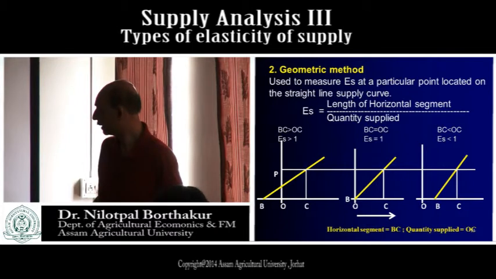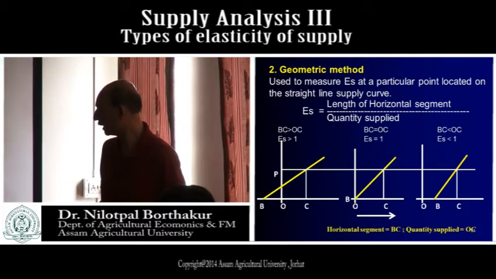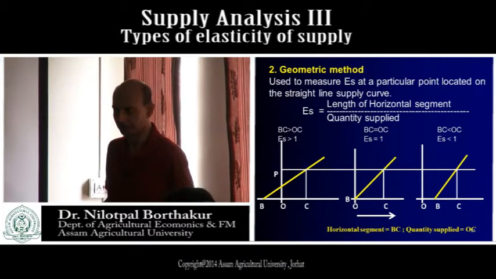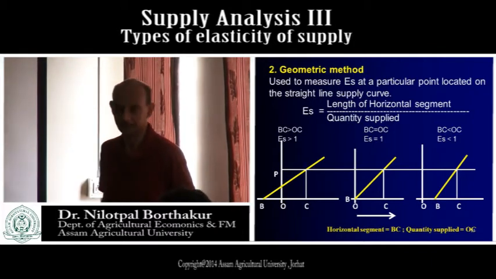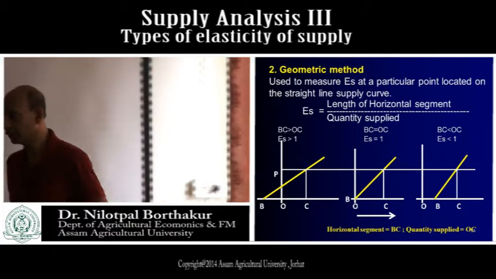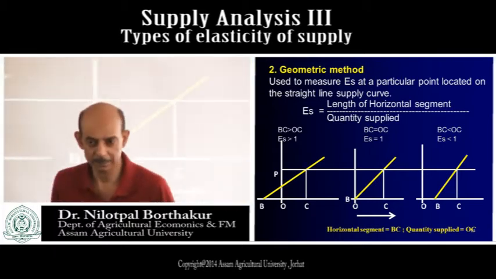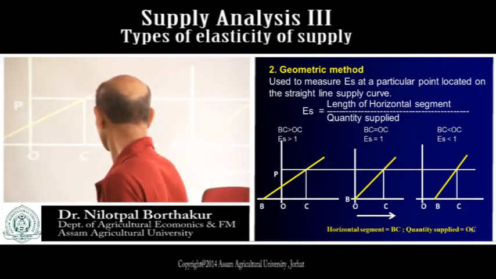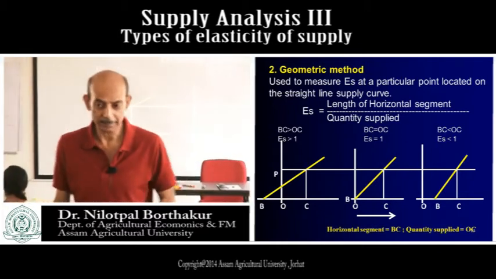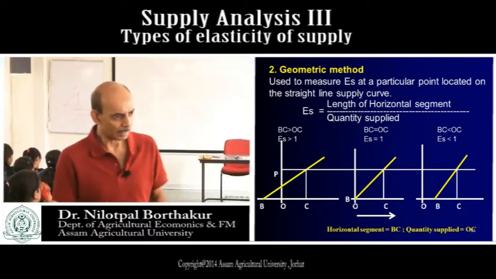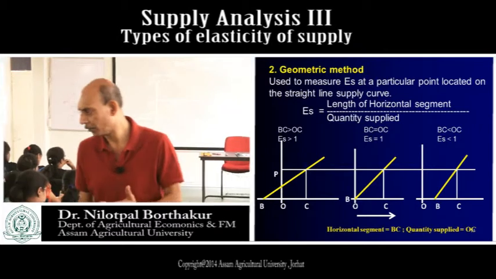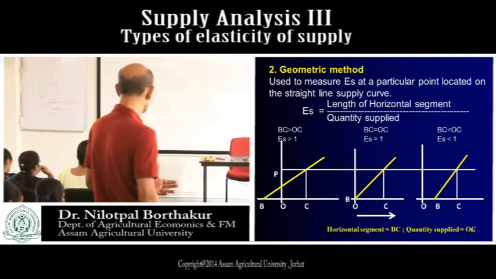And in the third case, the supply curve is extended to the right of the origin, and here the quantity supplied OC is more than the horizontal segment BC. So ultimately elasticity is less than 1. It is inelastic. So for any supply curve that originates from the x-axis, or the quantity supplied axis, we find that elasticity is inelastic.